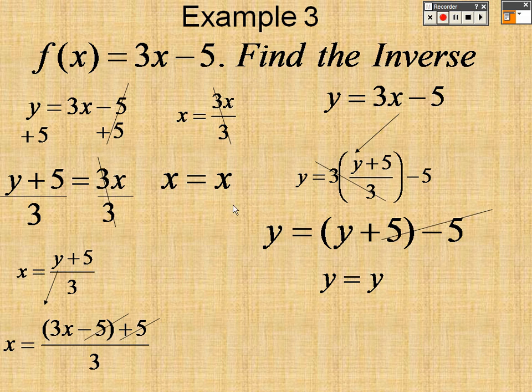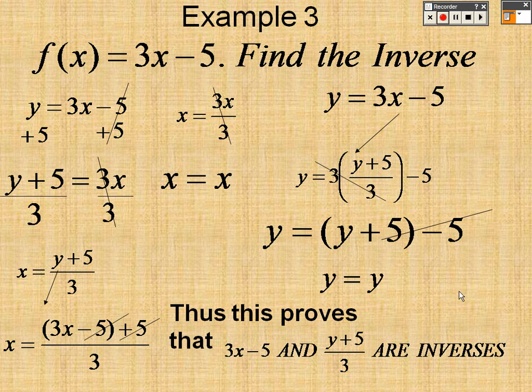Because I got x equals x and y equals y, I know for a fact I proved that's an inverse. You find an inverse by doing the work up here, but this is the proof. What I did here proves that it is the actual inverse of the problem. So we proved by getting x equals x and y equals y that those two items are inverses of each other.